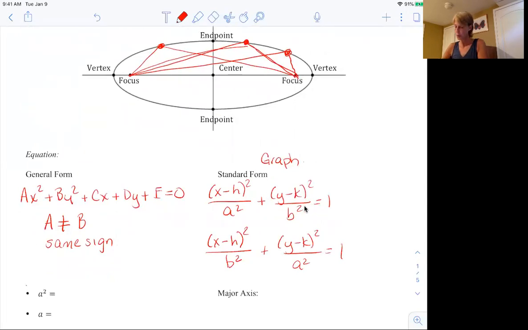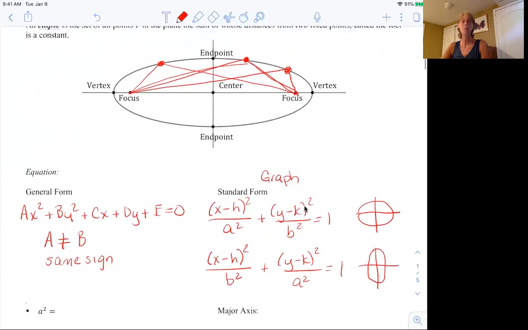Right now, I'm just going to tell you, if the a squared is under the x, our ellipse is going to lay flat like that. And if the a squared is under the y, the ellipse, the longer part, is going to be vertical, or parallel to the y-axis.